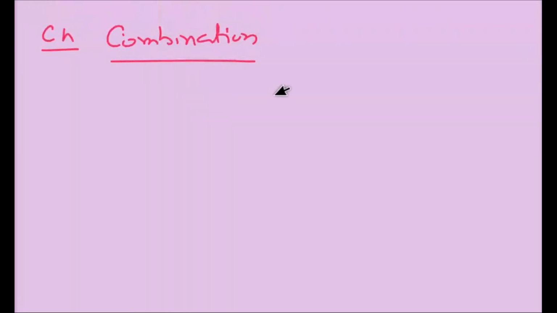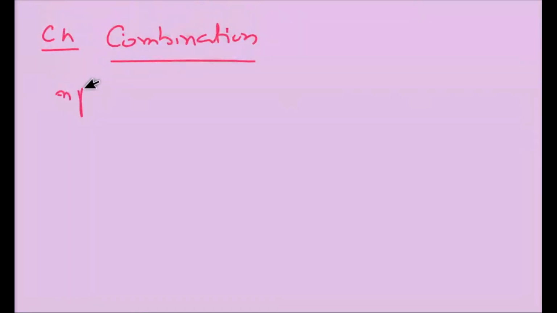Students, today we will learn the chapter combination. Before starting the combination, I will tell you first you have to go through the chapter permutations. When we learn the permutations, then you can understand this topic combination. Okay, so I am going through this topic combination.